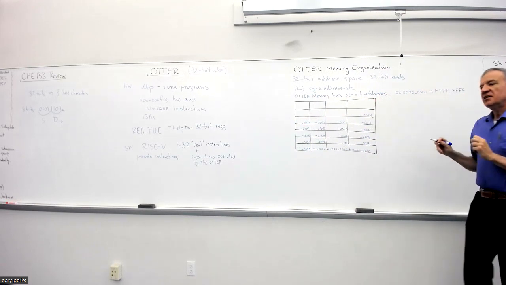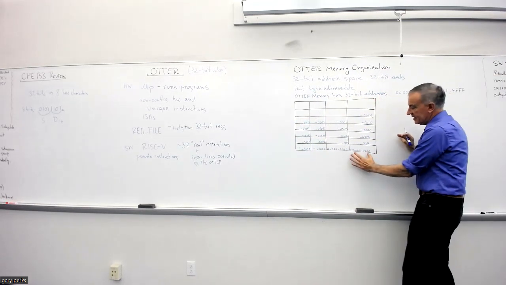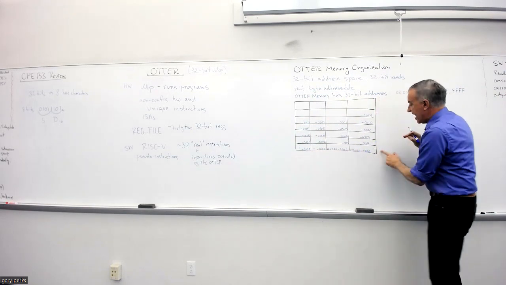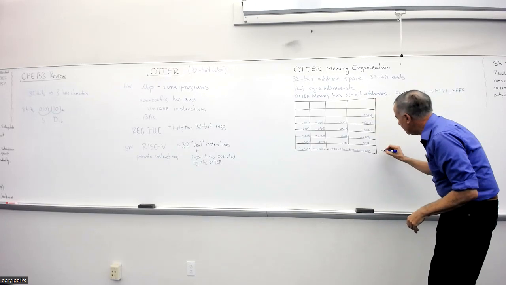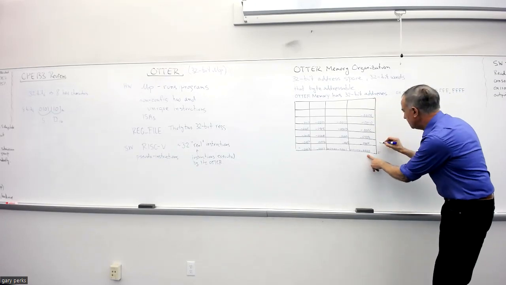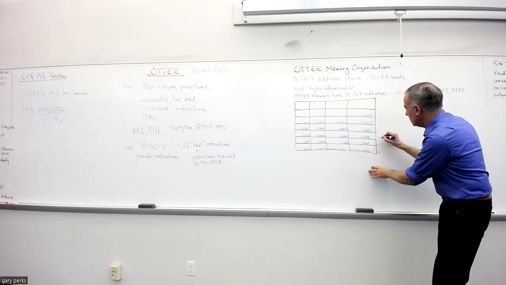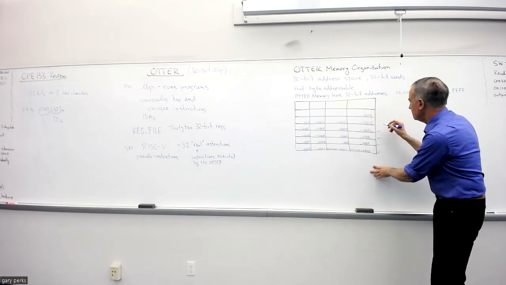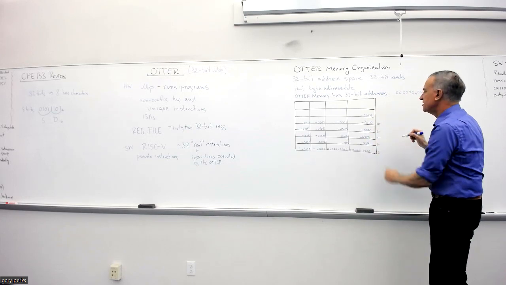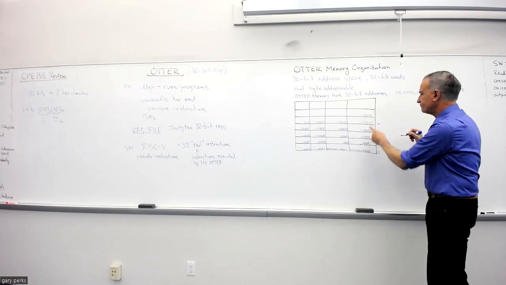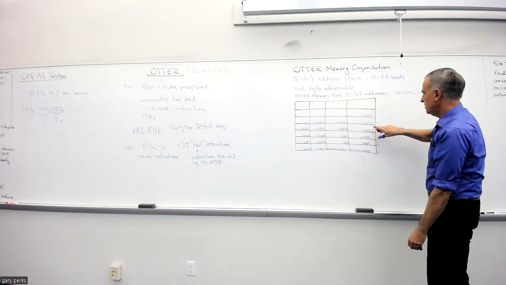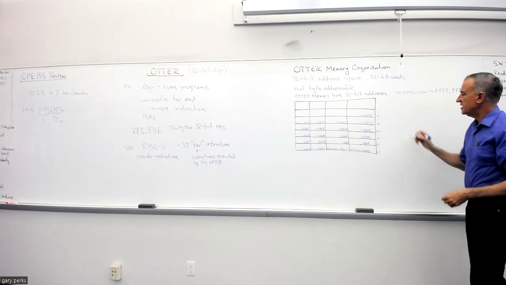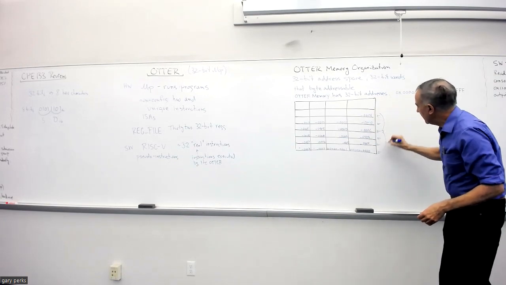All right, so see, each byte has its own address, and then these addresses right here: this address of 0, this address of 4, this address of 8, this address of C, which is 12, this address of 10, which is 16, and this 14 here, which is address 20. These are the word addresses.